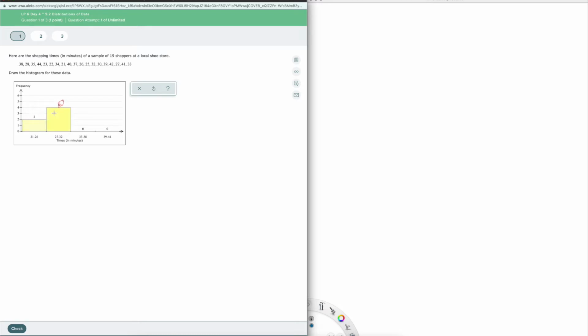The other big thing that we want to notice about a histogram is the intervals here. So the intervals are going to be the same spacing. So 21 to 26 is the same distance or space as 27 to 32, which is the same space between 33 and 38. So they all have the same amount or same range for each interval. And that's a very important piece of the histogram.